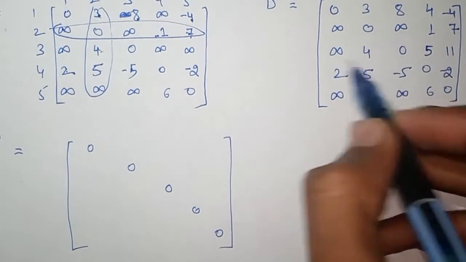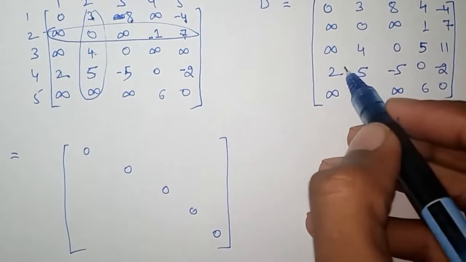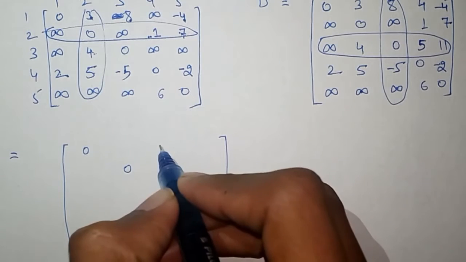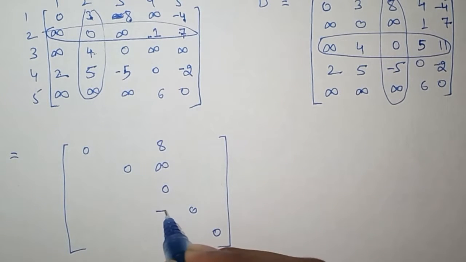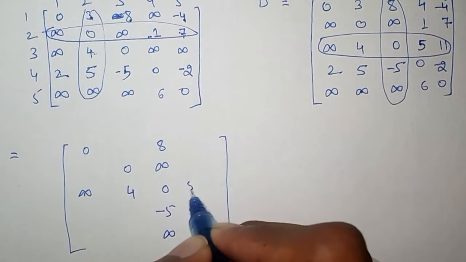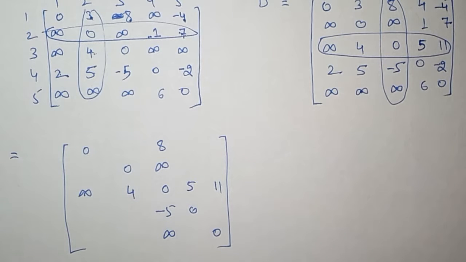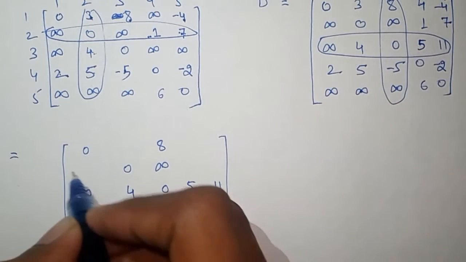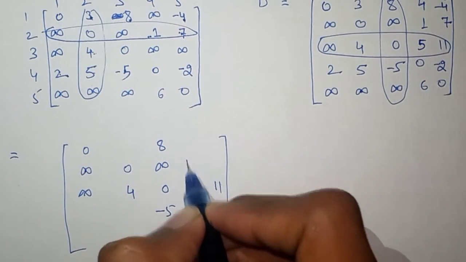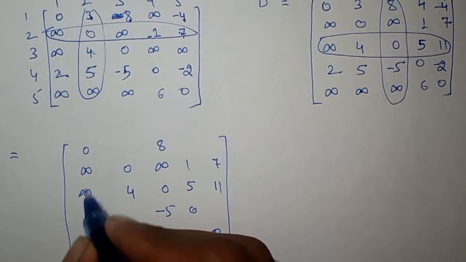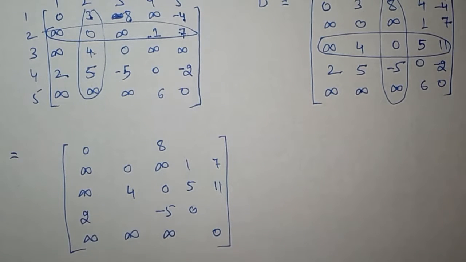The third row and third column of the D2 matrix will be copied the same, this row and this column. So 8, infinite, 0, -5 and infinite, then 4, 0, 5 and 11. Again using the same hack, here comes an infinite, so this row will be copied the same into D3: infinite, 1 and 7. Here also an infinite, so infinite, infinite, 6 and 0. Here also an infinite, so 2 comes the same.